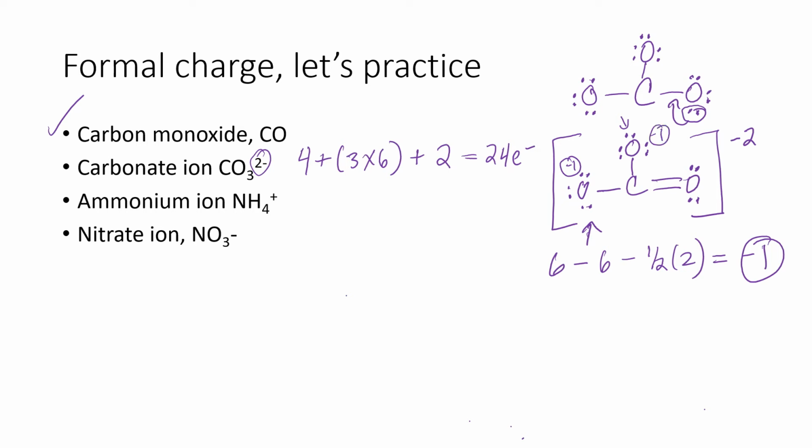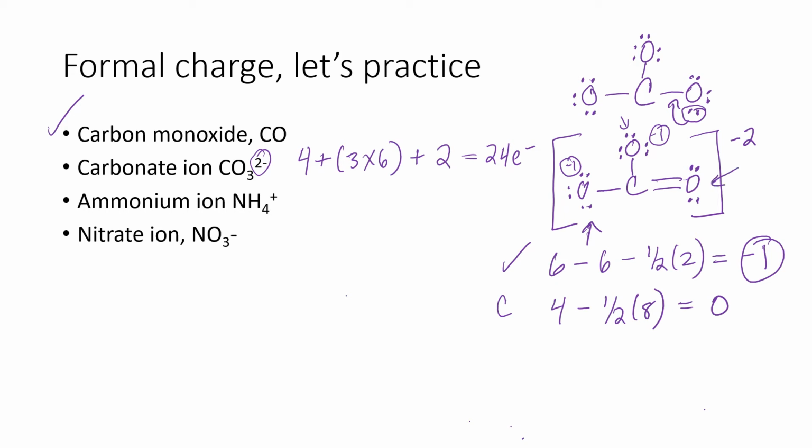What about the carbon? So these were our first 2 oxygens right here. Now we're going to tackle the carbon: 4 valence electrons, and it has no lone pairs, and it has 4 bonds around it. So 4 bonds is 8 electrons, minus 1/2 of 8 is 4. No formal charge on carbon. How nice. What about this other oxygen over here?